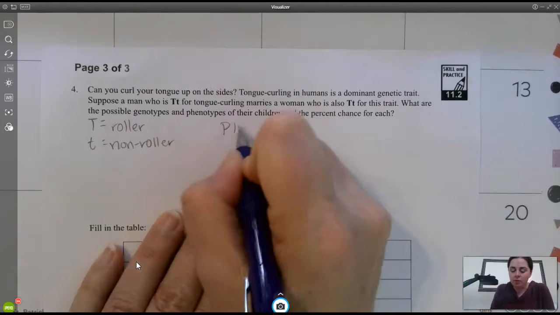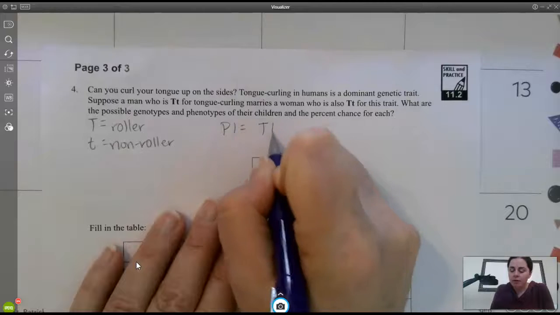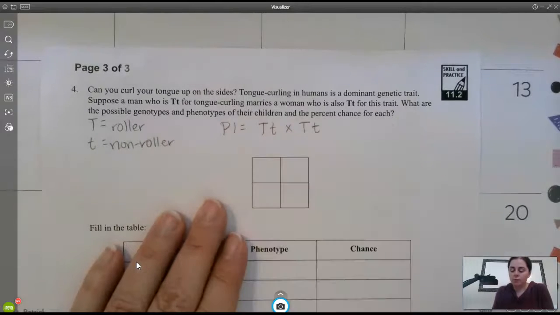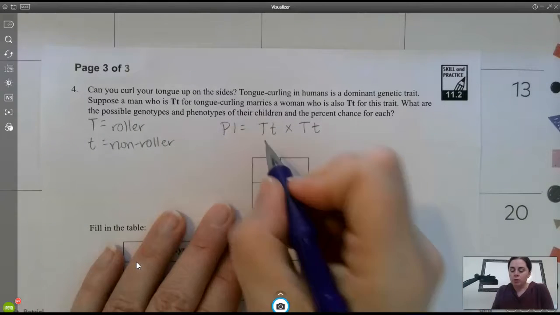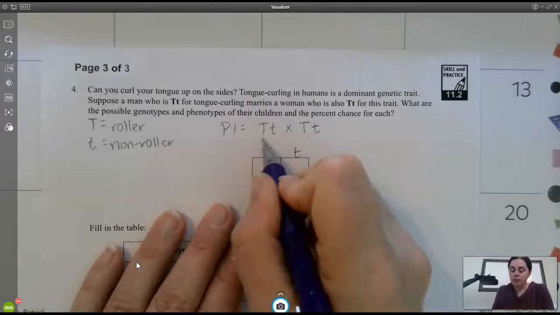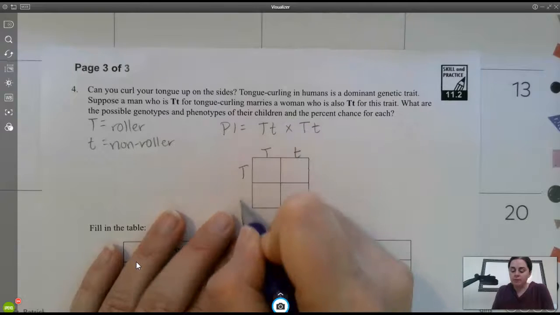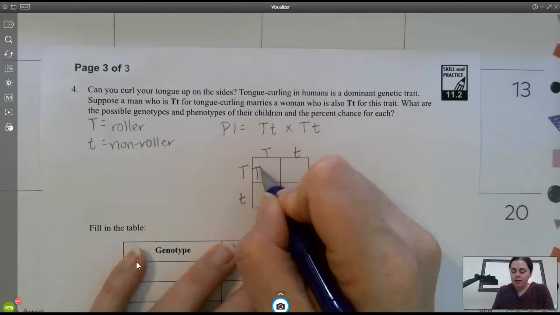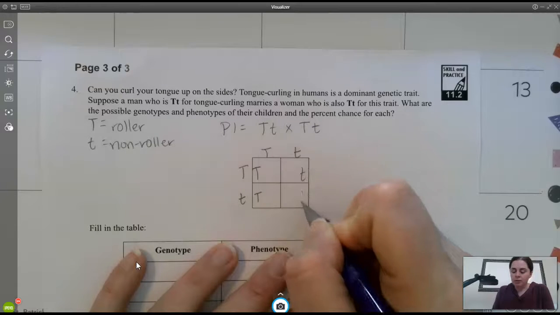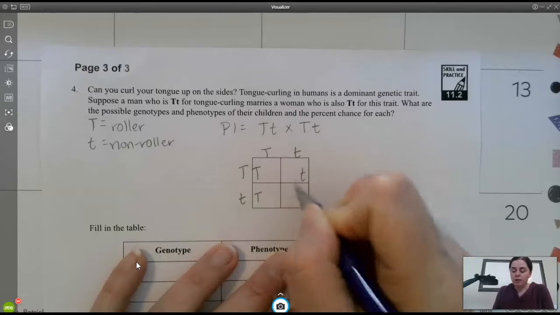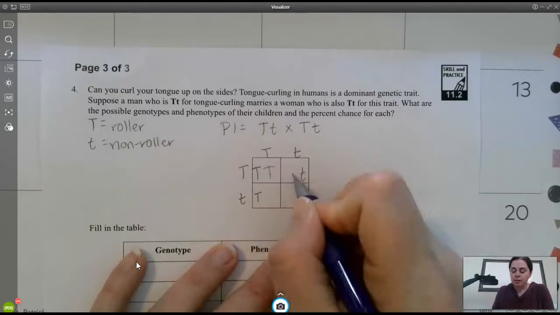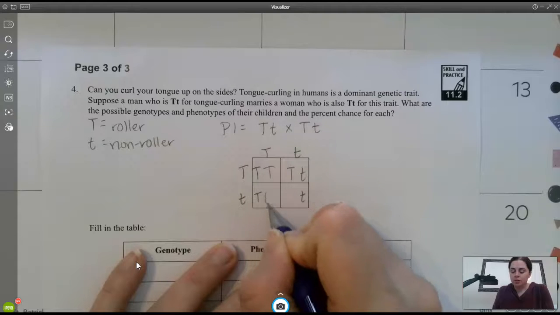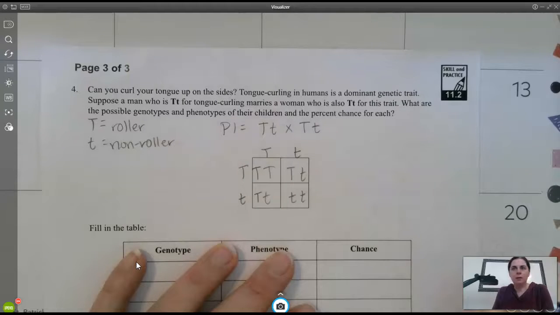Okay, so now we do our P1 cross. We have 2 heterozygous individuals. Okay. Parent 1 goes on the top. Separate out the alleles. Parent 2 goes on the side. Okay. Makes sense? Drop your big T down. Drop your little t's down. Make sure you leave room for a big letter in front. Slide your big T's over. Slide your little t's over. And there we go. We have our Punnett square.